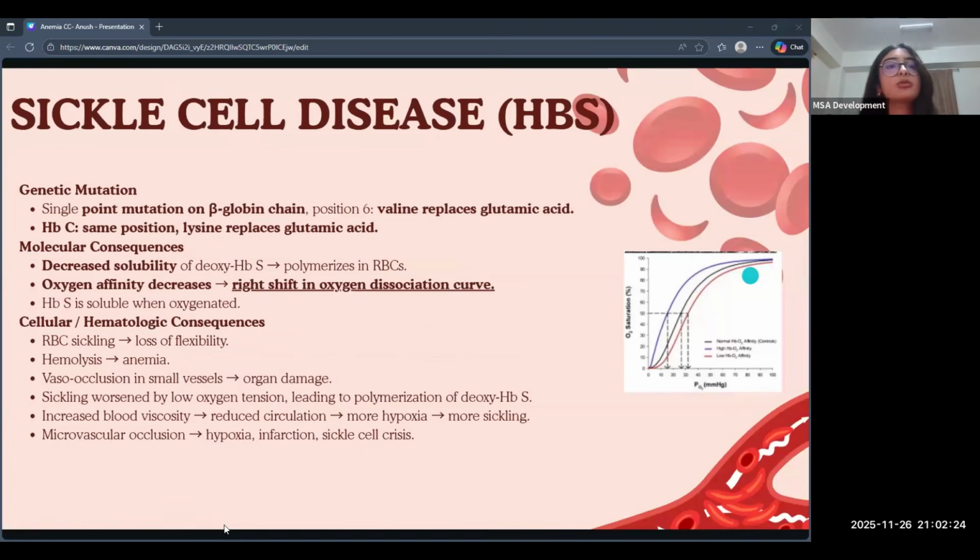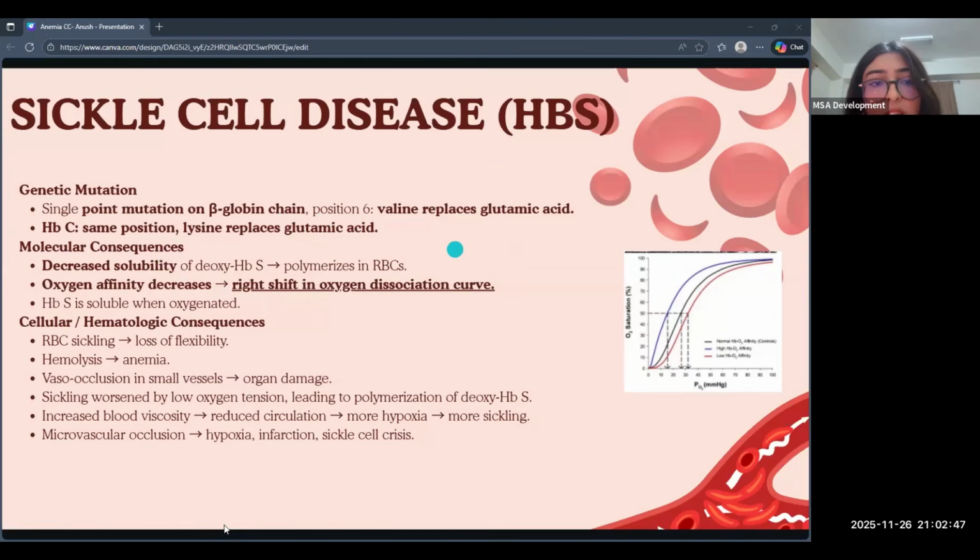Okay, now coming to sickle cell disease. Now, sickle cell disease is just when there's a genetic mutation on the beta globin chain. So at position 6, valine replaces glutamic acid. Okay, this is very important. So this is HBS. Now in HBC, the same position 6, lysine replaces glutamic acid.